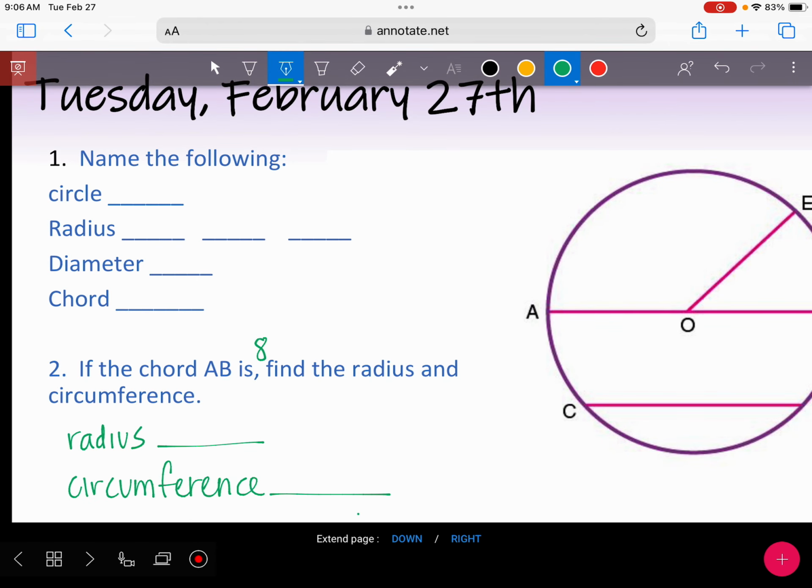So what would the circle? What circle is this? What's the center of the circle? O. So this is circle O. There are 3 radii. Remember, a radii goes from the center to the edge. So what would be 1 radii?